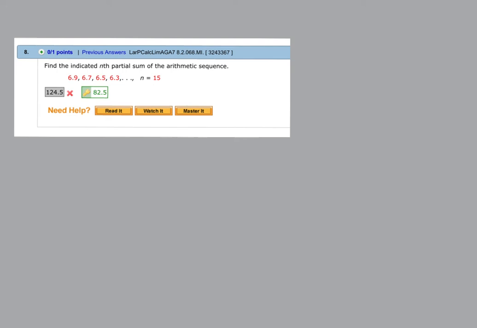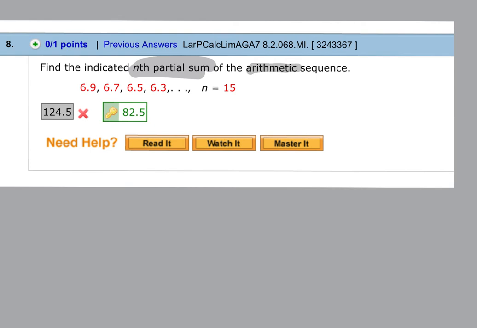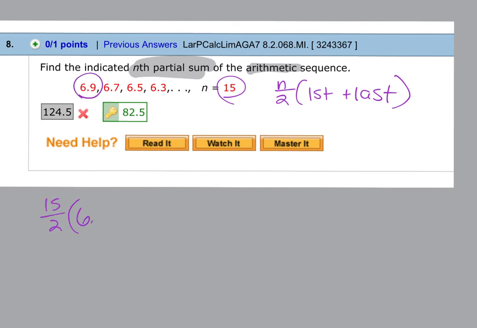This is from 8-2, which is important because obviously there's different kinds of sums. It also says partial sum, so that's how I know it's arithmetic. So the partial sum of arithmetic is n over 2 times first plus last. So we know n because it's 15. We know the first because it's 6.9. We don't know the last yet.